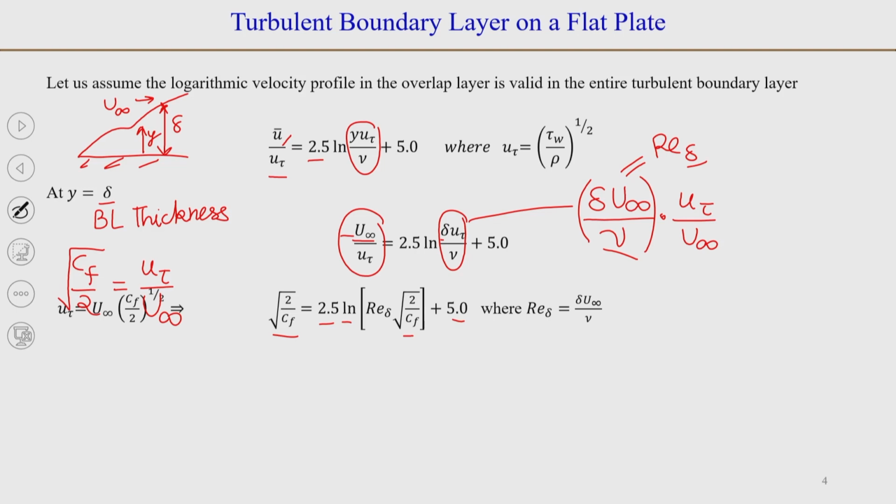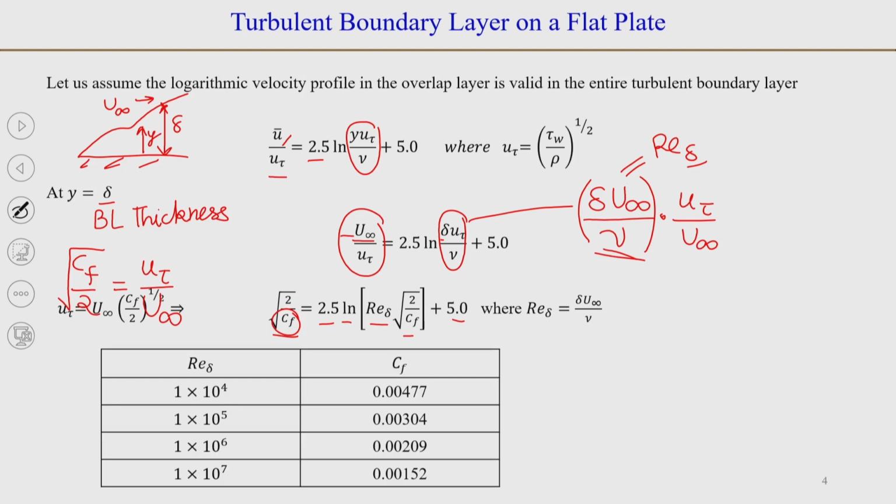Now, we have brought this equation in the form of Cf and delta, which is basically hidden in this Re delta, as you can see from here. Now, what we could do, using this equation, is find out the value of Cf for different Re delta. You will need to do a bit of iteration, but that is very simple. You could code this in Excel and try to find out the values.